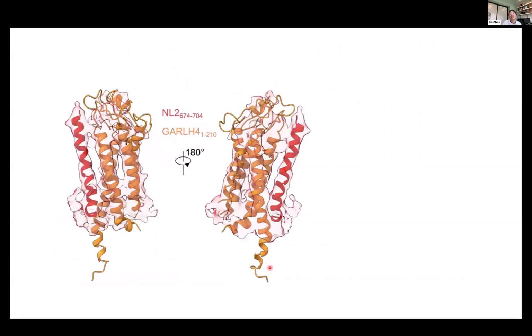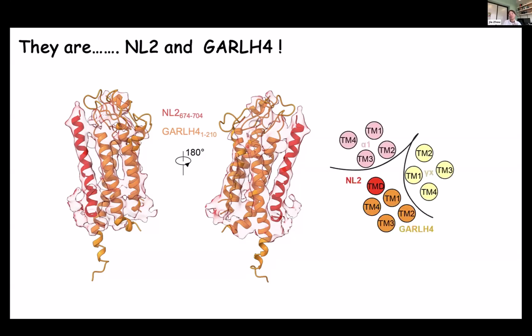So we kept moving on with the model docking. We used AlphaFold to predict the transmembrane domain and the whole structure of GAR4, and then we fit it into the density. We found it fits directly very well, even though we didn't do any further refinement. So we think it could be NR2 and GAR4. If you check the interaction from the side view, you will see GAR4 works like a bridge to mediate the interaction between NR2 and the gamma subunit of the GABA receptor.